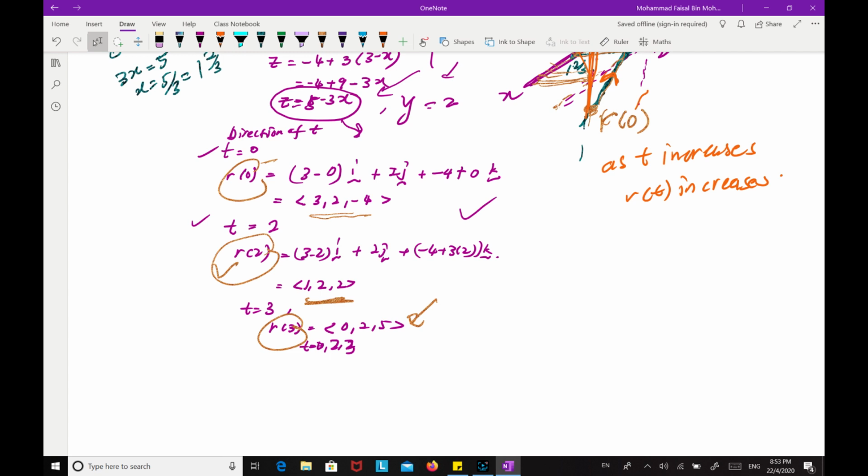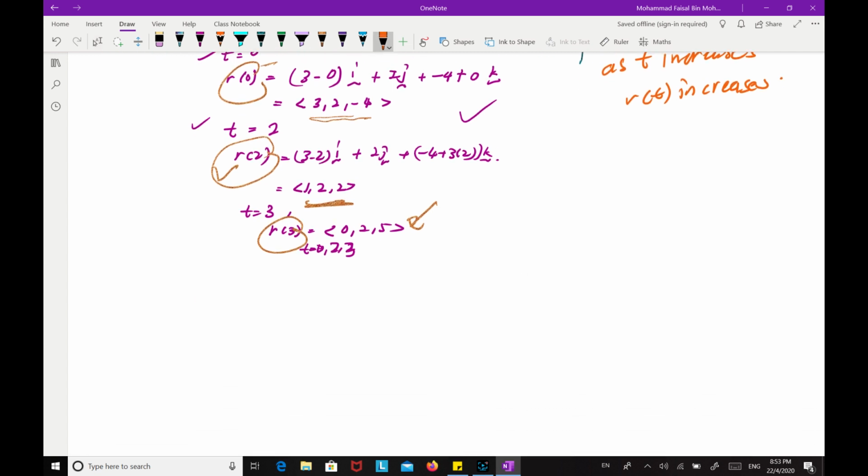And then another example: sketch the following vector function, if R(t) equals 3 sin t i minus 3 cos t j plus 2k.